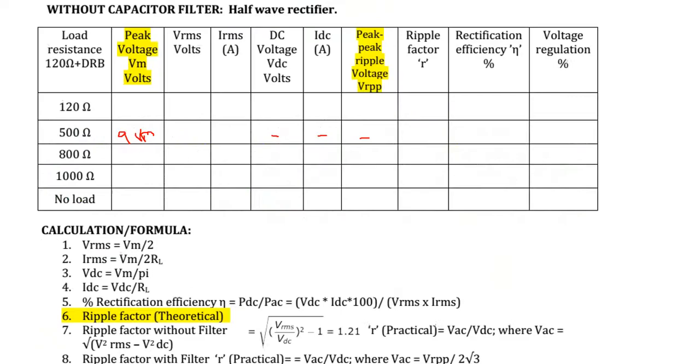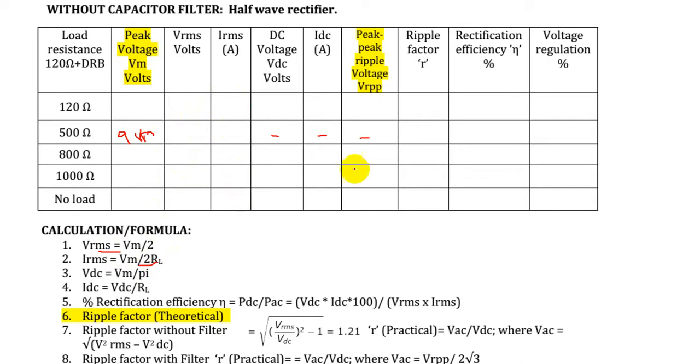So all these readings we have to note down. Once these values are noted down, we are able to find out the performance factors. So Vm, VDC, IDC and peak to peak ripple voltage we have to note down. After this the calculation: Vrms is calculated using the formula. The RMS value for a half wave rectifier is Vm by 2 and IRMS is Vm by 2RL. Using these formulas Vrms and IRMS have to be calculated.